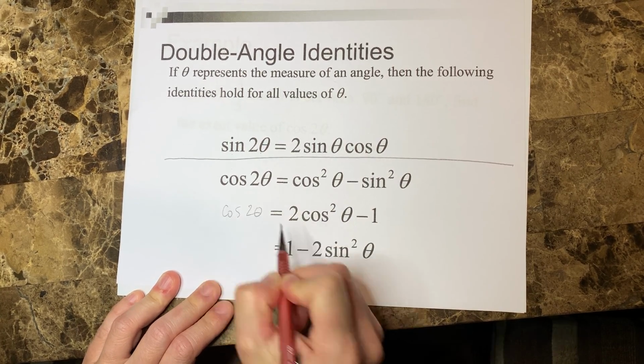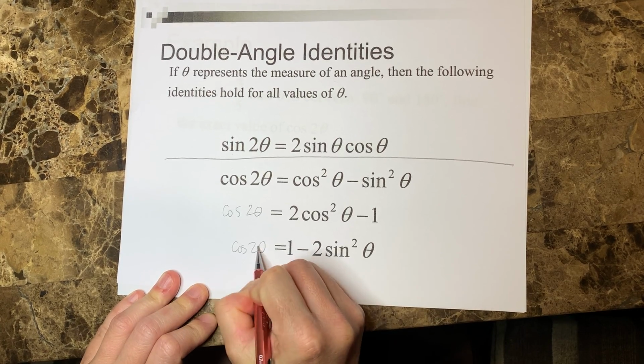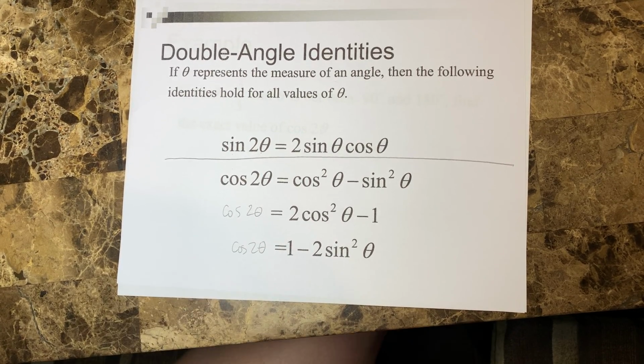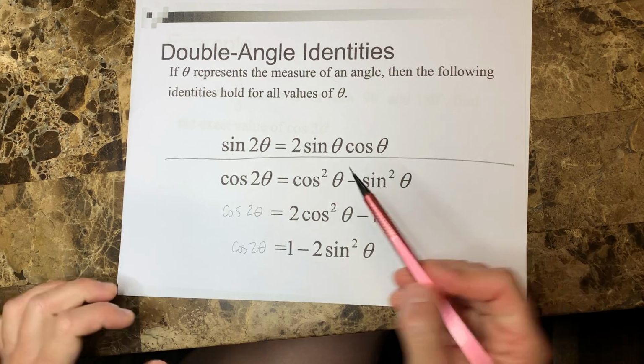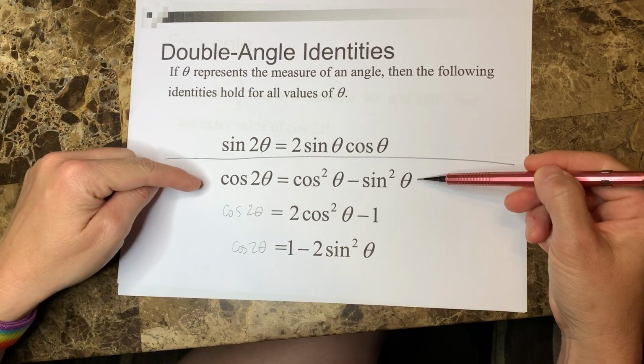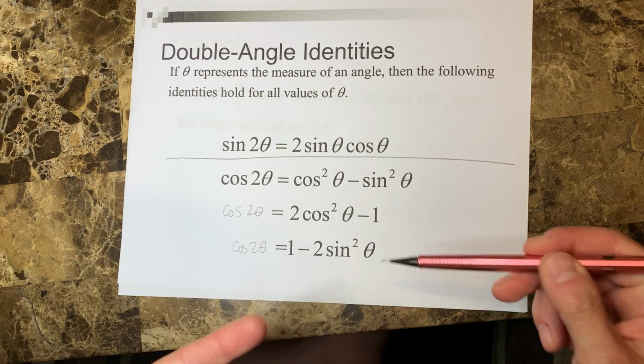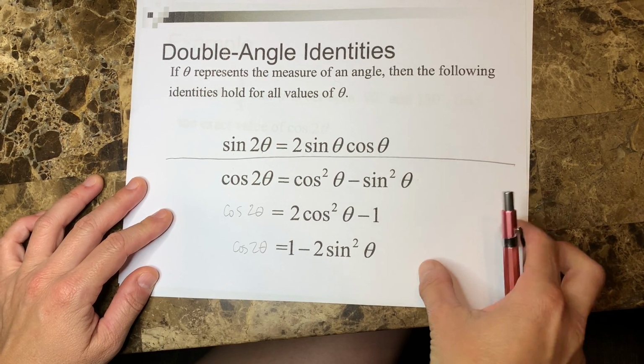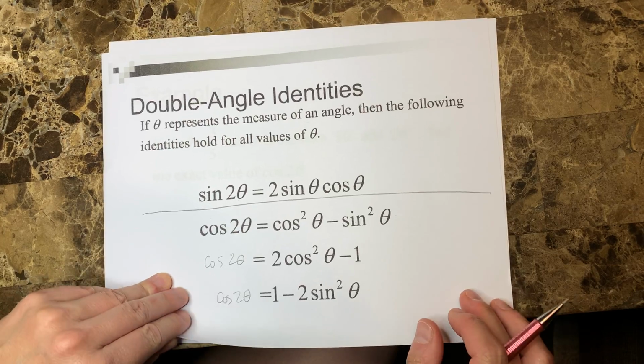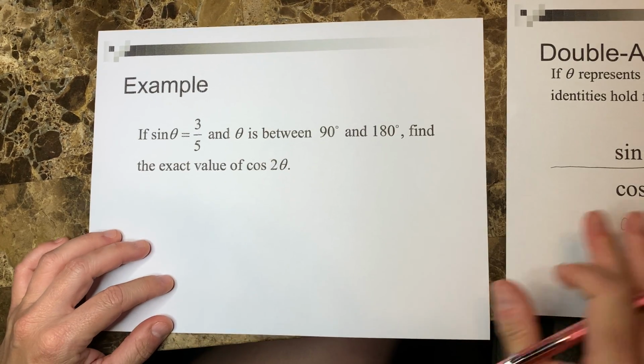None of them is better than the other. They're interchangeable. It just depends on what you're given. Sometimes you're given cosine and sine, so go ahead and use this formula. Sometimes you only have cosine, use this formula. Sometimes you only have sine, use that formula. Okay, so I'm gonna leave this here on the side so we can refer to it. I'll pull it back in as needed.